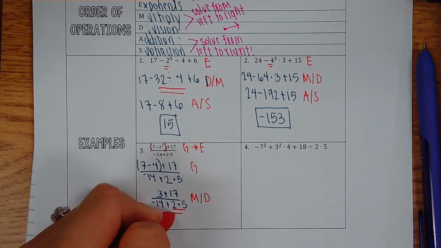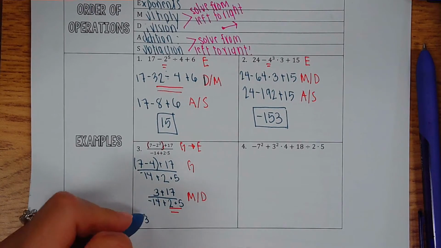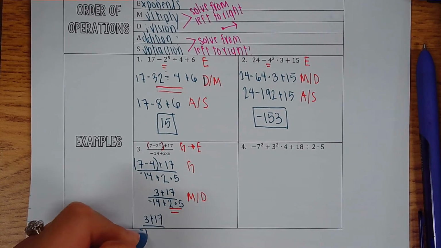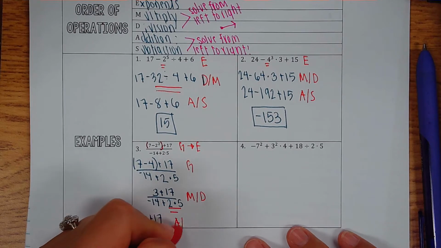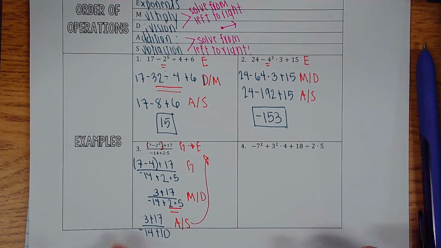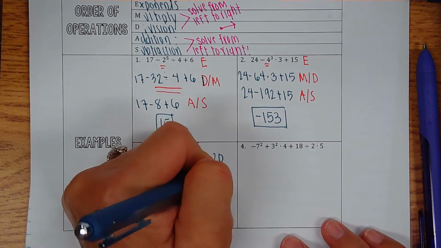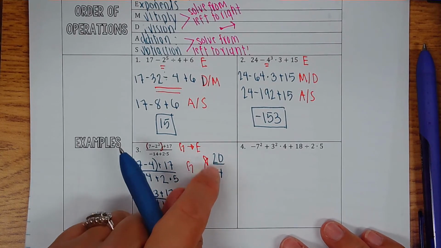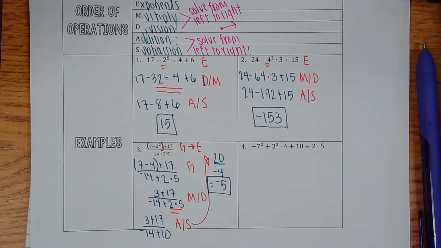So I'm going to multiply this bit right here, which will give me, as I run out of room in my box here, 3 plus 17 over negative 14 plus 10. And I'm left with addition and subtraction. I'm going to go ahead and simplify that. 3 and 17 is 20. Negative 14 and 10 is negative 4. This I can simplify. 20 divided by negative 4 equals negative 5. That was a tricky one. That's the type of problem you would probably see on a test, just a little bit more difficult.